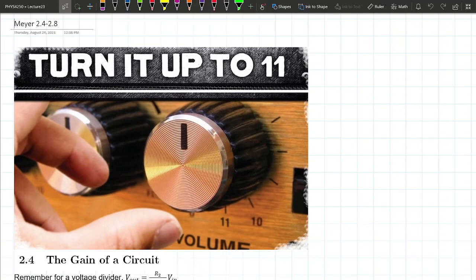Does anyone know what this reference came from? I think when I was taking this class, everyone knew what this was, but I think at your age, no one knows what this is about. Anyone? You can raise your hand if you know. Really? Heaven knows? Cool. All right.